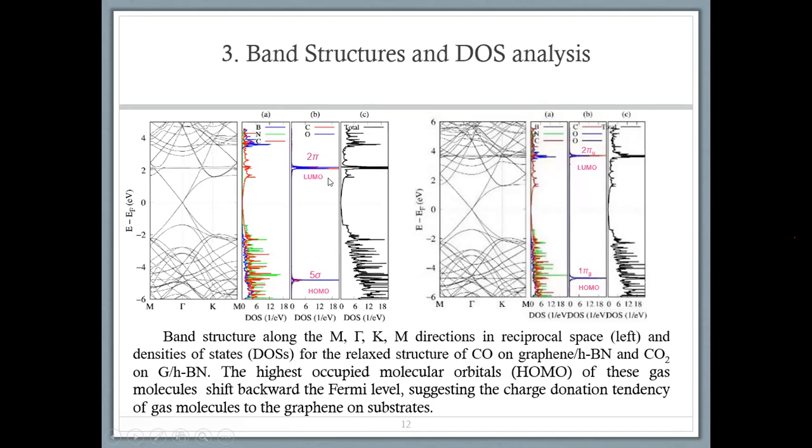And I would like to focus here. The dots show the energy level of the LUMO for the CO with the 2-pi state and the HOMO with the 5 sigma state. The results show that because it's a weak physical adsorption, the difference in energy between the LUMO and HOMO is not so different between before and after adsorption. However, the LUMO is beyond the Fermi level, indicating that this CO molecule will donate the electron to the substrate, to the graphene on the substrate.